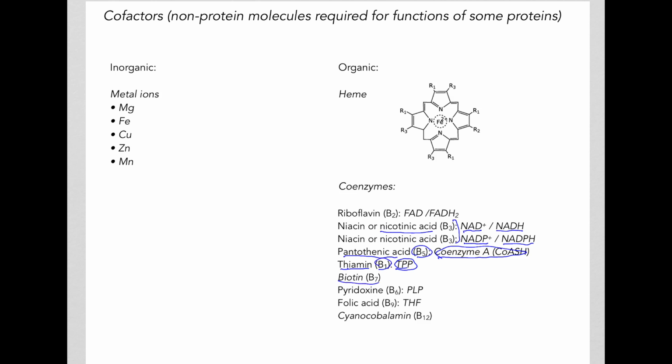Then we have biotin, another coenzyme, derived from B7. Pyridoxine B6 is the vitamin that we use to synthesize pyridoxal phosphate, or PLP. THF is derived from folic acid, or B9. And then we have cyanocobalamin, which is vitamin B12.